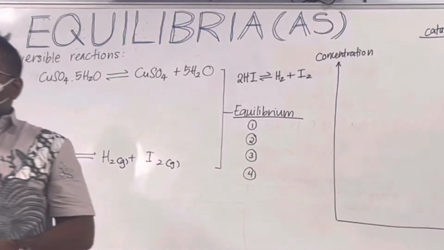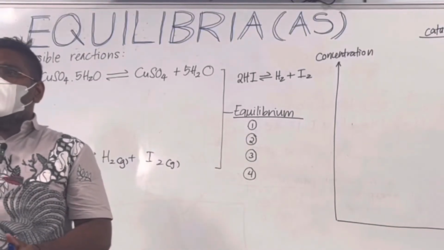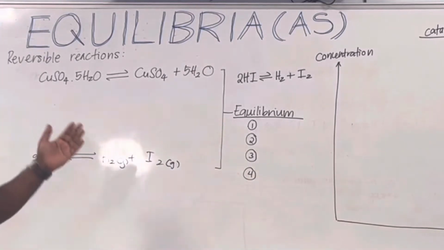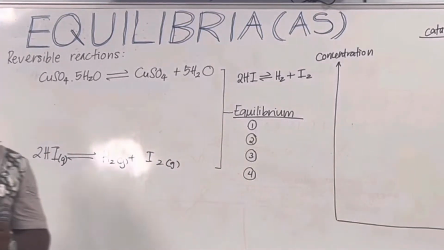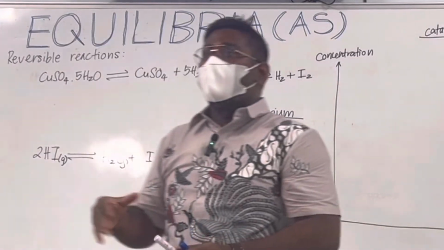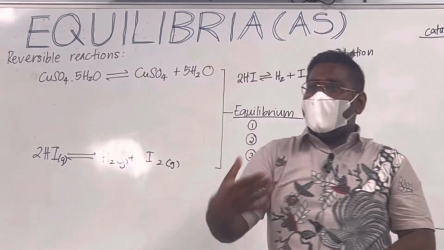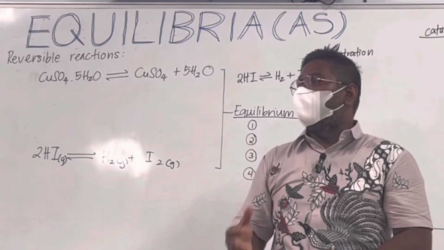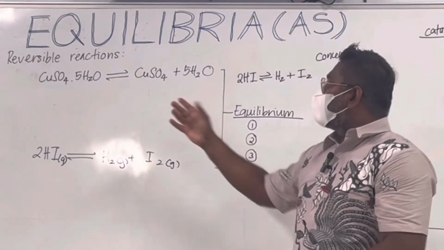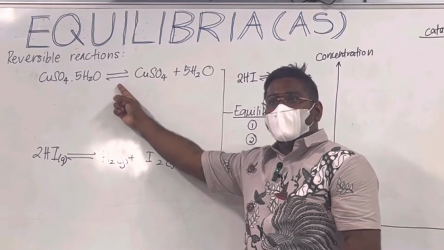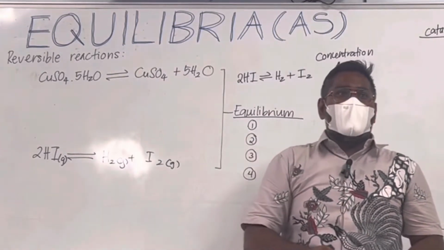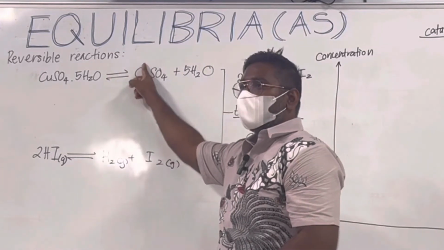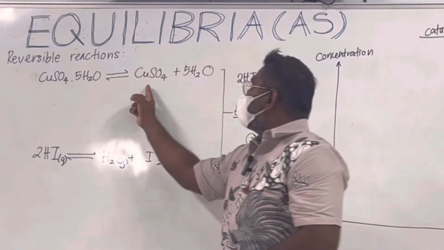So the topic that we are going to learn today is going to be called Equilibria, or equilibrium. Now, when we look at equilibrium, basically, we are looking at reversible reactions. Now, how do we differentiate reversible reactions compared to normal reactions? You just need to look at this arrow. This arrow indicates that it can go forward and it can go backward.